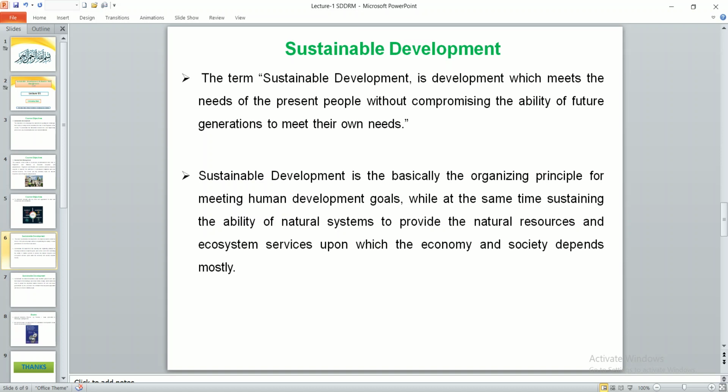So sustainable development is basically the organizing principle for meeting human development goals while at the same time sustaining the ability of the natural system, natural resources, so that we can provide the natural resources and ecosystem services upon which the economy and society mostly depend. So simply, sustainable development explains how we can use the available natural resources in such a way that we can fulfill our requirements optimally and without compromising the ability of the future generations so that they can also use the same resources to fulfill their requirements. So this is what sustainable development deals with. This was the simplest definition of sustainable development.